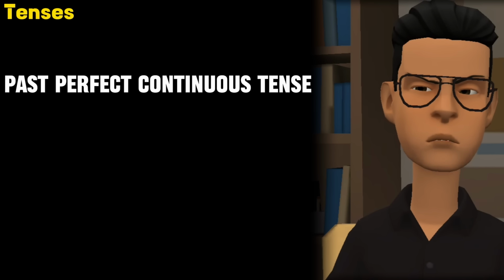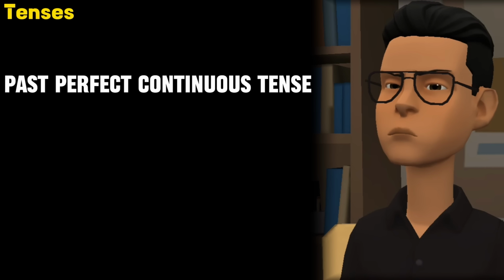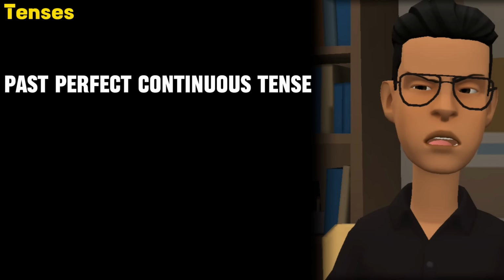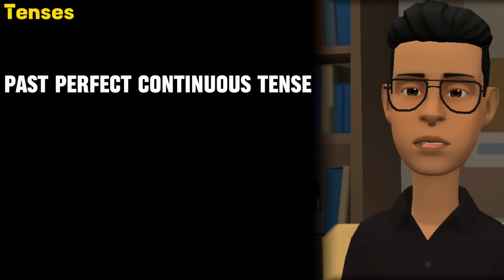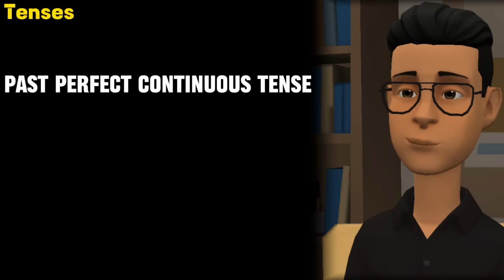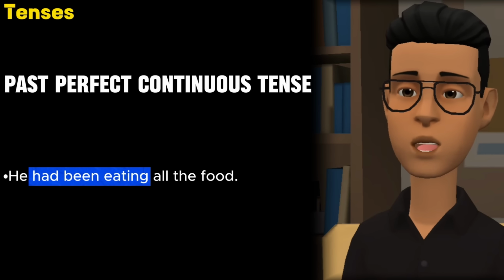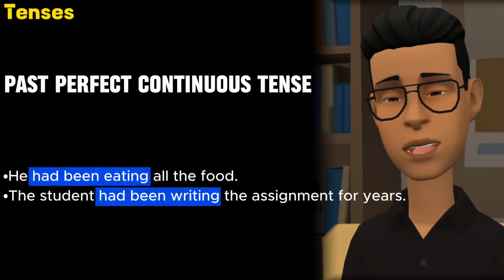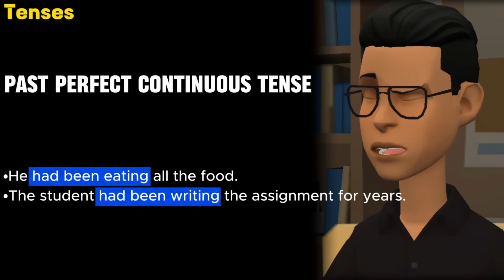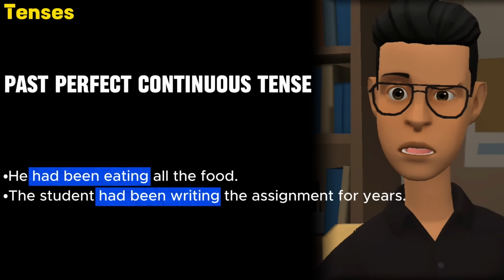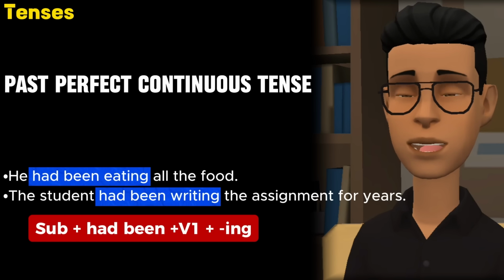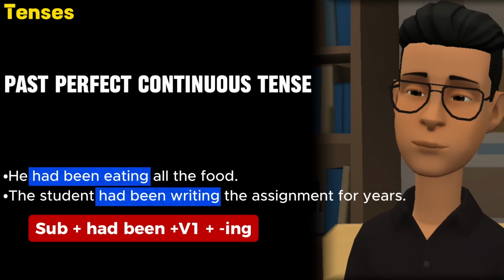If past perfect is when something was completed in the past, and past continuous when something was happening in the past, then what is past perfect continuous? It is when the action was started in the past, and continued for some time. For example, he had been eating all the food. The student had been writing the assignment for years. You see, here, after the subject, had been is used, and then, verb plus ing. So, in past perfect continuous tense, it is, subject, then, had been, then, verb plus ing.